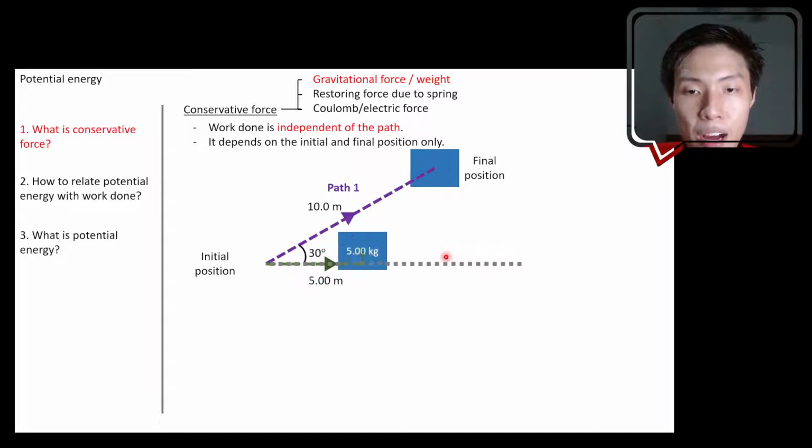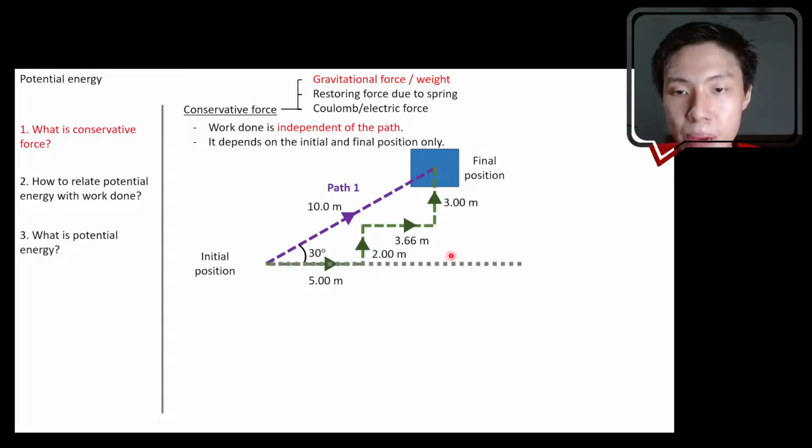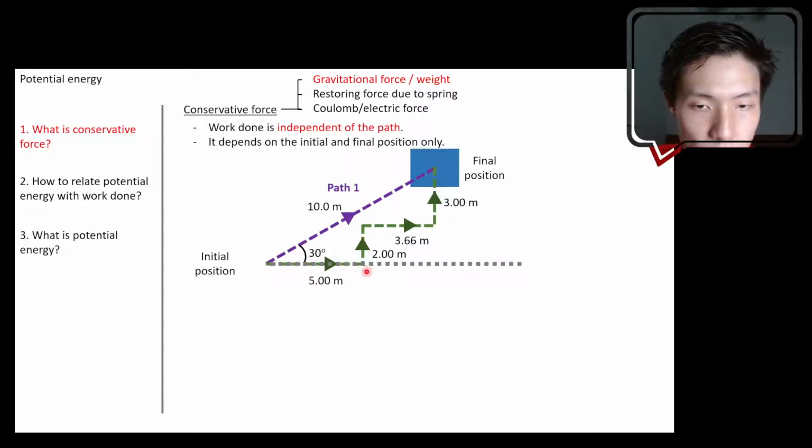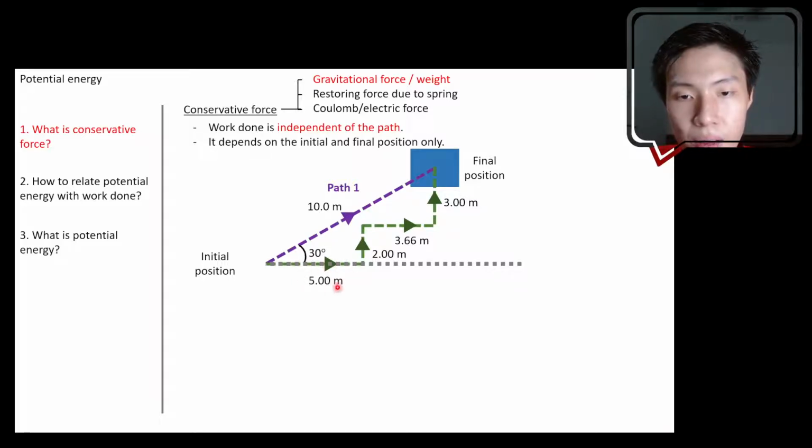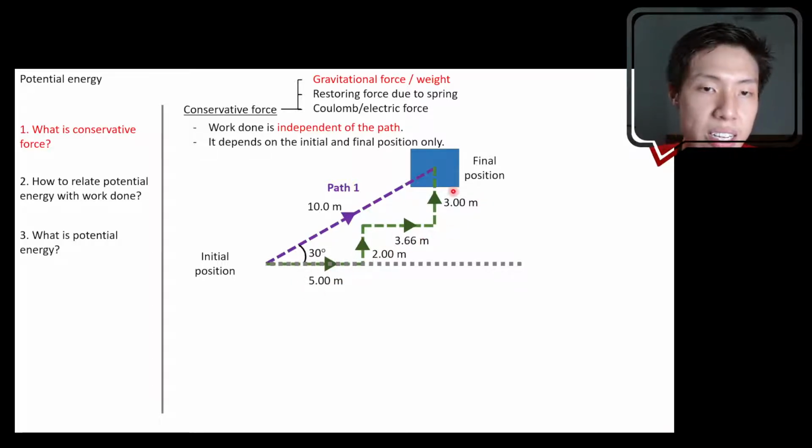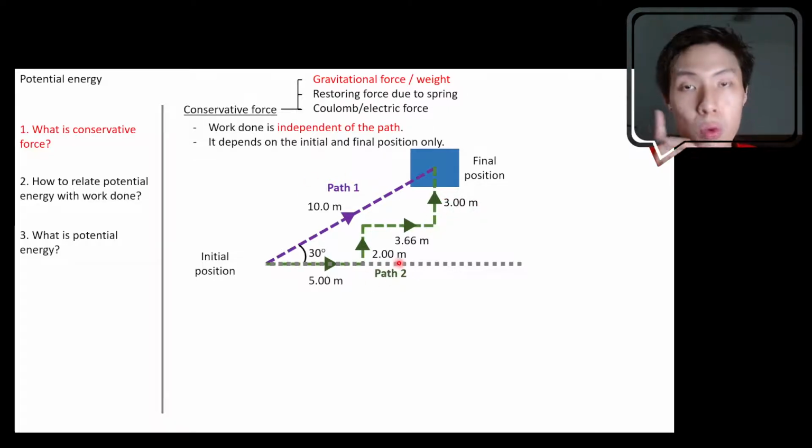And we also have a path 2, which is sort of like a zigzaggy pattern in which you move horizontally, then vertically, then horizontally, then vertically until you reach the final position. So the length for each section of the distance is clearly indicated here. So we have path 1 here and we have path 2 here. We will try to determine the work done by gravitational force when it moves using path 1. Then we will find the work done by gravitational force when it moves through path 2. Then we'll see whether the two generate the same amount of work done.